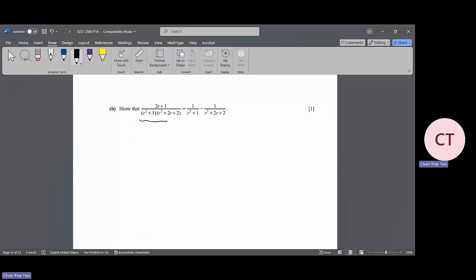Show that this relationship is true. Either we go from left to right or from right to left. It is not only one mark, so we can just go from the right to left. I will write down the fractions, then combine them together as one. Then the denominators I multiply together.